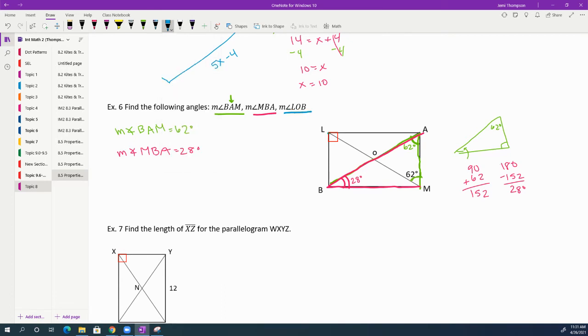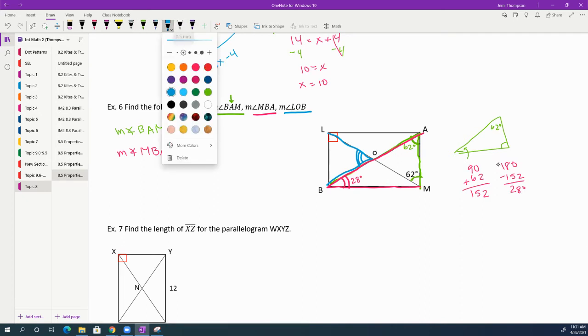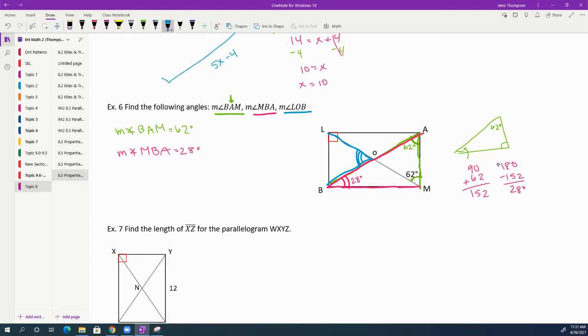LOB, I'm going to use another color. So now I'm looking for this angle on the inside of the triangle. Please don't tell me it's 90 because it's not. In a rectangle, this is not 90 degrees. So there's a couple different ways to solve this. You can find it your own way. That's totally cool. I know that I have 62 and 62.